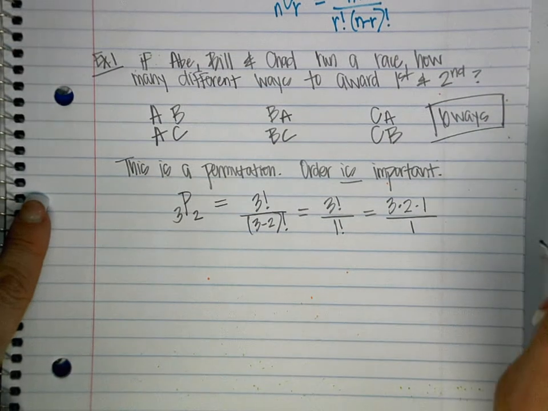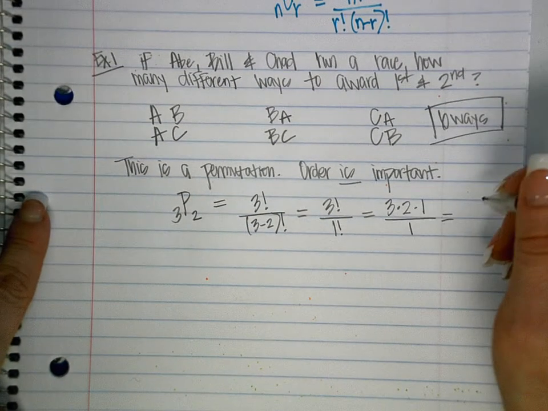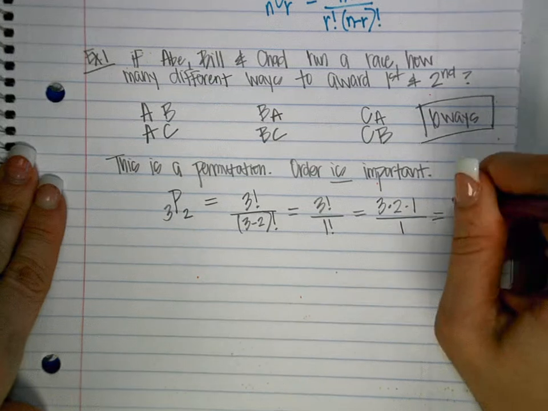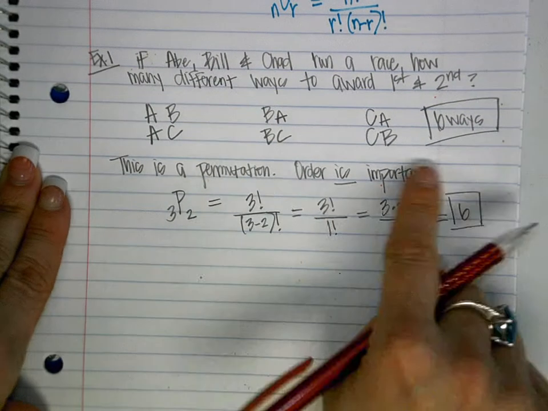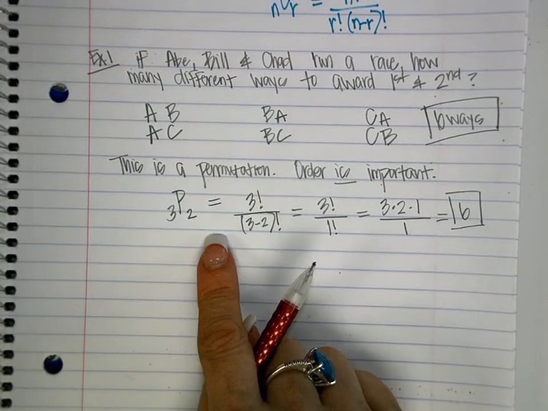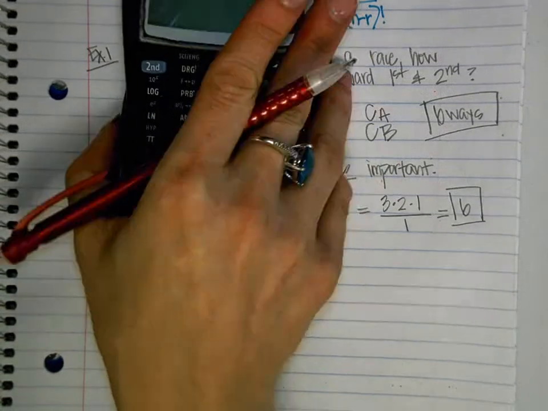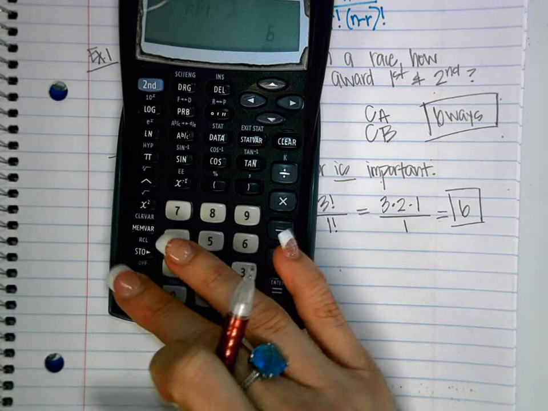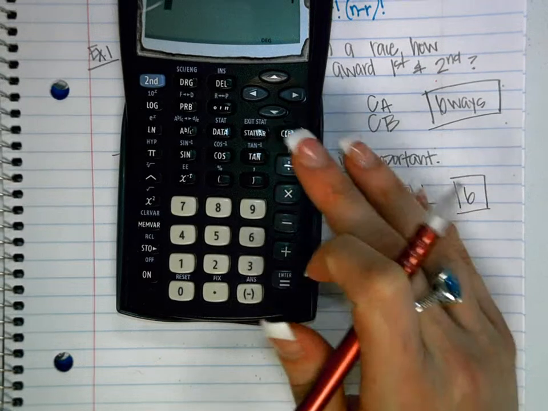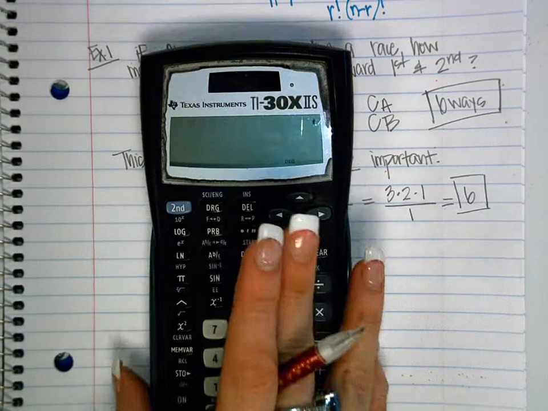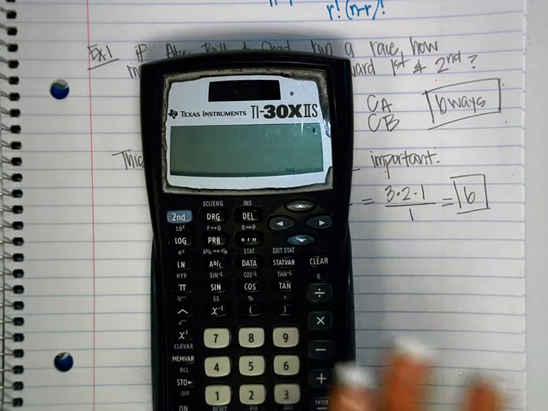So if you multiply everything together, what do you get? 6. Okay? So instead of writing every single way out, you could just use the permutation formula. Also, this could be done on your calculator. If you have a calculator that looks like mine, that's great, and I can show you how to use it. If you don't have one that looks like this, I can still probably show you how to use it.